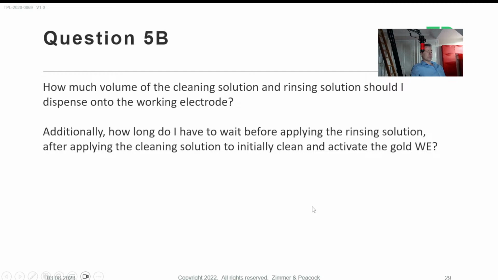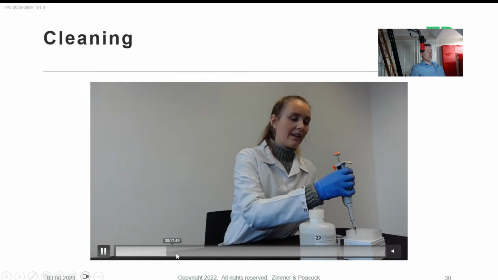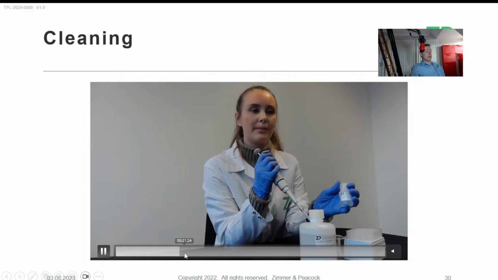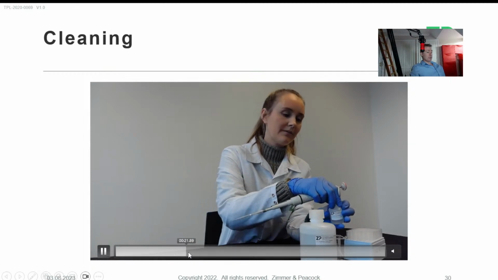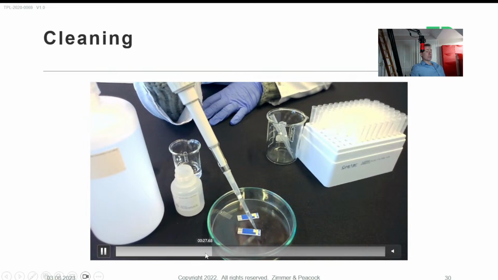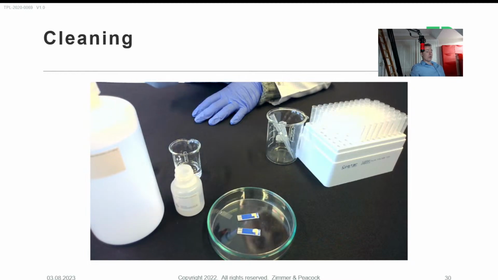They're also interested in how to clean the electrodes. So there is a video on this. And though we didn't say the volumes exactly, I did watch the video and I could see the scientist doing the cleaning in that particular video. I'm enough of a scientist to say that I think what she's putting on here is about 50 microliters. So she cleans it with about 50 microliters. She just leaves it on there for a few seconds.